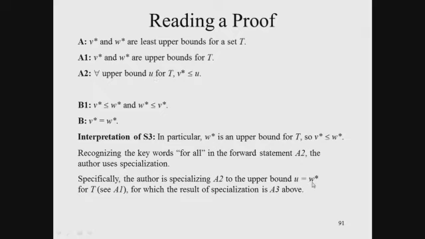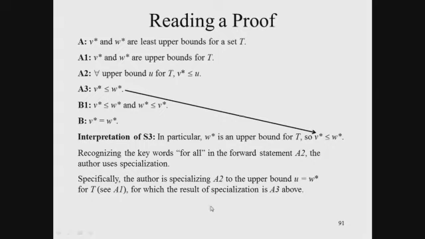And what is the result of specialization? The something happens for W star. So what is the something that happens here for W star? W star is less than or equal to U? No, be careful. Substitute U equals W star. V star is less than or equal to W star.